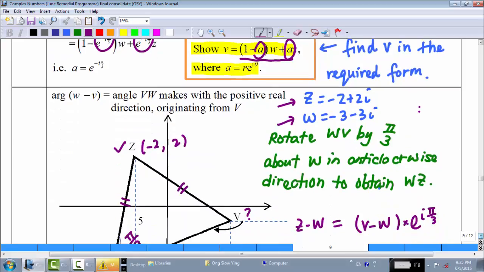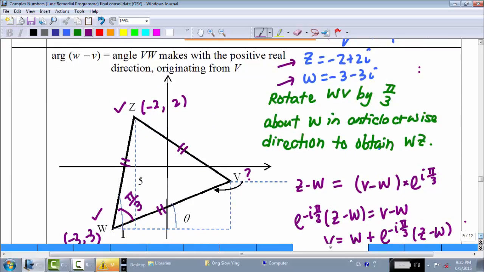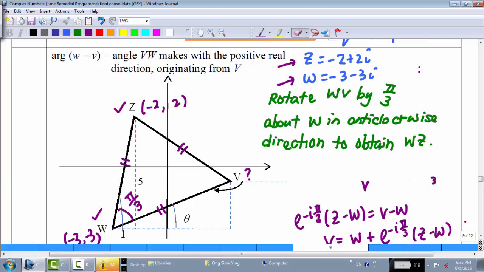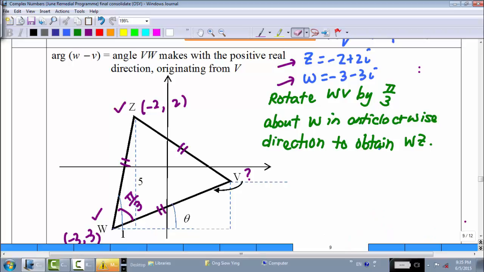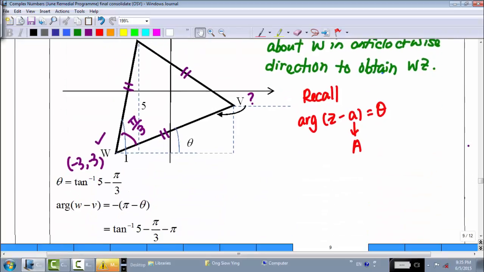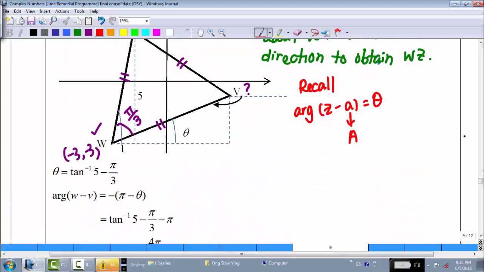Finally we come to the last part, the argument of W minus V. What do you do? Let me just erase this part, because what you need to do is ask yourself, when you talk about the argument of W minus V, what is the closest thing? You try to recall when you're talking about the half line, argument of Z minus A equals theta. Let's say this complex number A is represented by a point A on the Argand diagram. What does this represent? Let's draw out the Argand diagram, then you will be able to see.